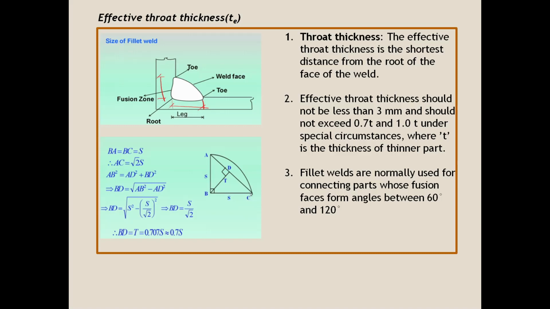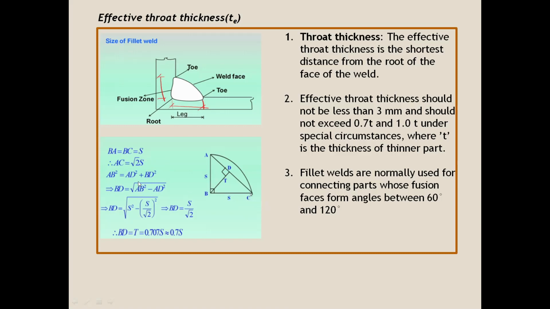Okay, BD equals capital T. See the diagram. This diagram has the derivation part. BA equals BC equals S. Therefore, AC is the hypotenuse, so AC equals root 2 into capital S.